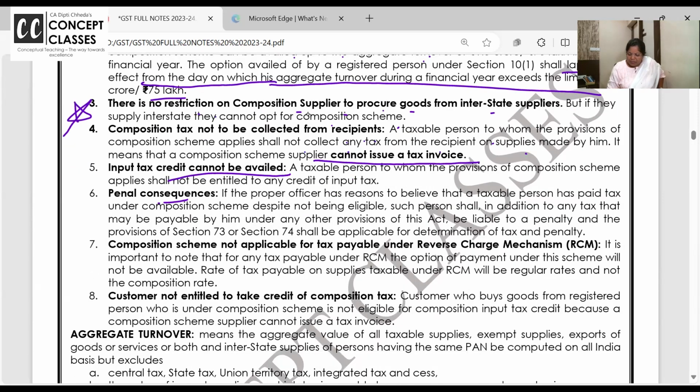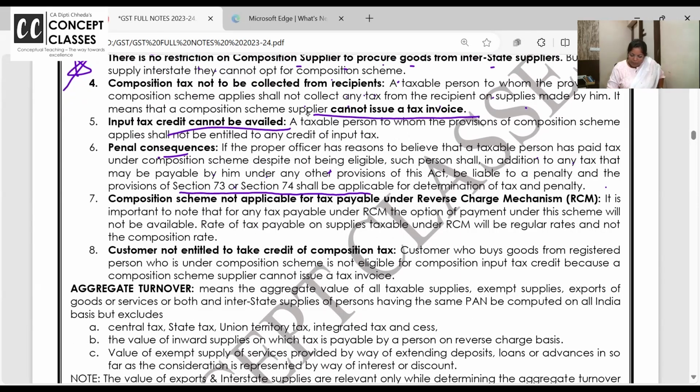Penal consequence. If proper officer has reason to believe that taxable person has paid tax under composition despite not being eligible, means someone is suppressing the sales, then in addition to any tax that may be payable, he is liable to penalty under section 73 and 74. If you try to cheat and evade your tax, suppress your sales, you're caught. Composition scheme not applicable for tax payable under reverse charge mechanism. It is important to note that for any tax payable under RCM, the option of payment under the scheme will not be available.